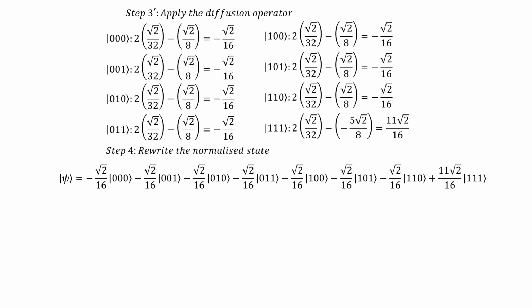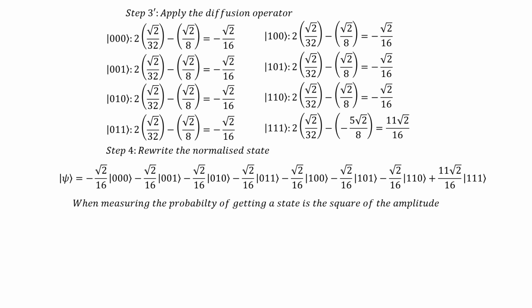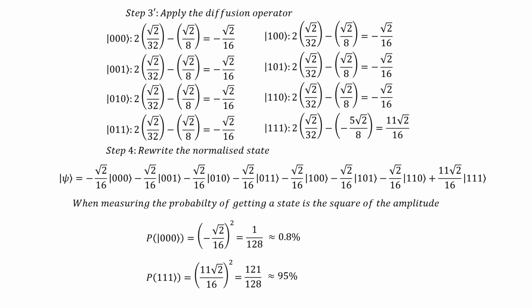There are minuses, but that's not a problem because when we take the probability of getting the state, we square the amplitude of that state. For example, the probability of getting the 0, 0, 0 state is minus root 2 over 16 squared, which is about 1 over 128, 0.8%, not very likely. But when we take the square of our marked state, which is 11 root 2 over 16, we have a much higher probability of getting that state. So we've had a very large increase in our amplitude after just 2 iterations of Grover's algorithm.